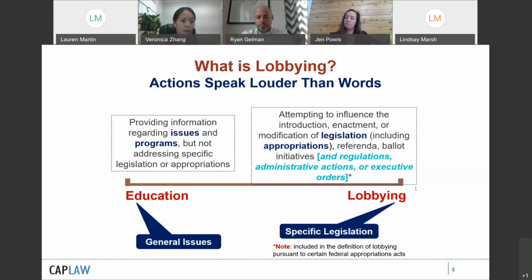So to start off, we're thinking about a spectrum of activities here. On the left, we've got education, and on the right, we've got lobbying. And there's this, again, whole host of activities that one could do to try to convince someone to take a particular position on an issue. And when we're thinking about education, we're often talking about information that affects issues and programs, but does not address specific legislation. On the other hand, when we're talking about lobbying, we're really talking about activities that are attempting to influence the passage of legislation.